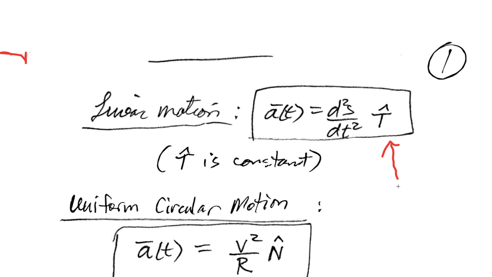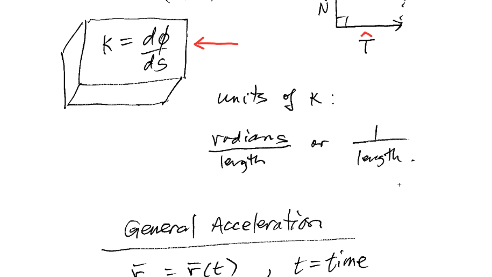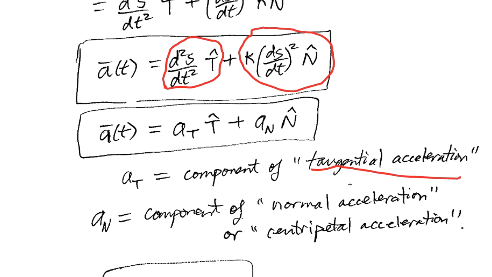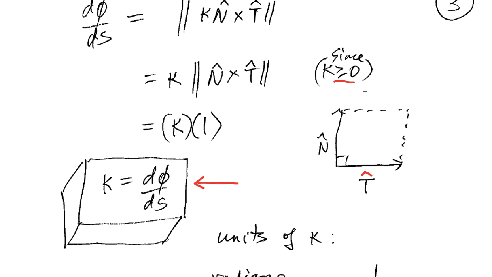That's linear acceleration, right? Or we would so call that tangential acceleration. That whole term. How about this part? Does that look familiar? It should. This is what we call the normal component or centripetal acceleration.